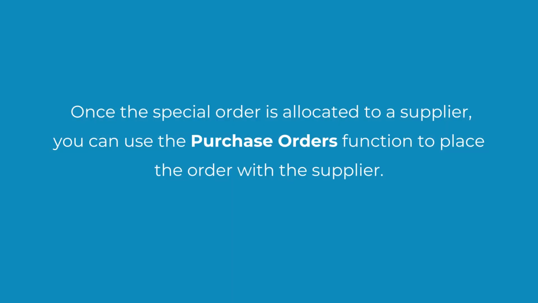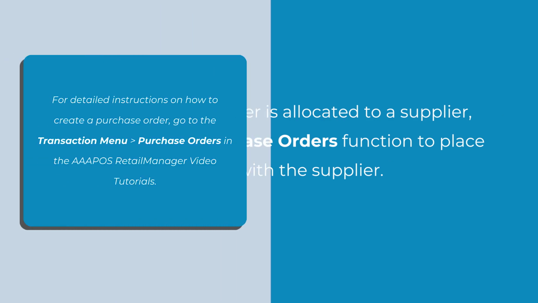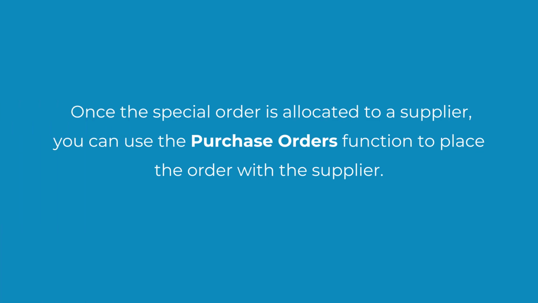Step 4. Order the item. Once the special order is allocated to a supplier, you can use the Purchase Orders function to place the order with the supplier. For detailed instructions on how to create a purchase order, go to the Transaction menu and select Purchase Orders in the AAAPOS RetailManager video tutorials for more information.